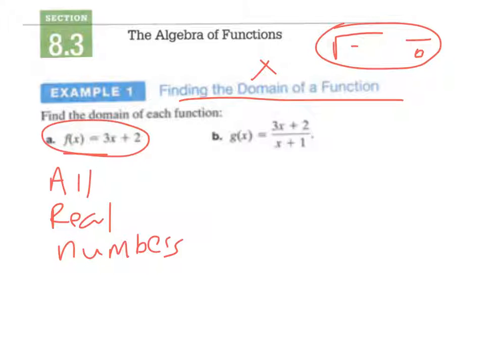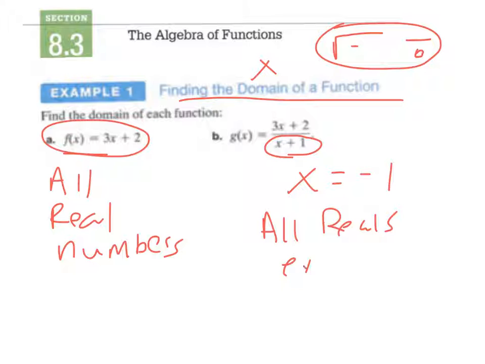But if we look over here, we have a fraction. And so when would this equal 0? Well, it would equal 0 when x equals negative 1. So our answer would be all reals except negative 1. And so that's the domain.